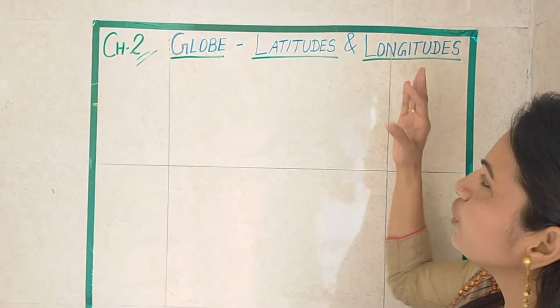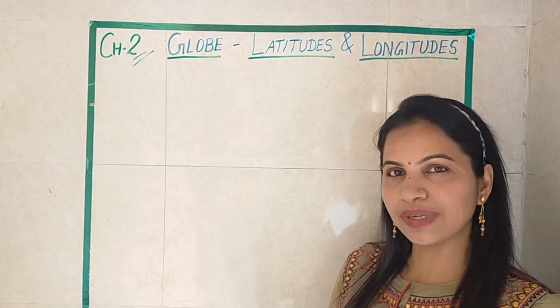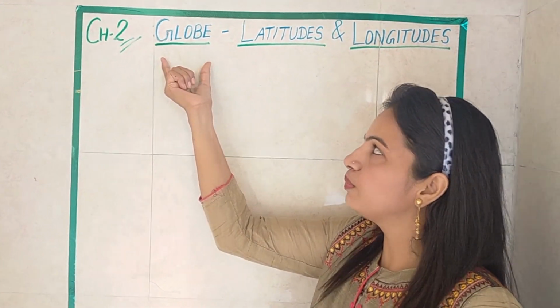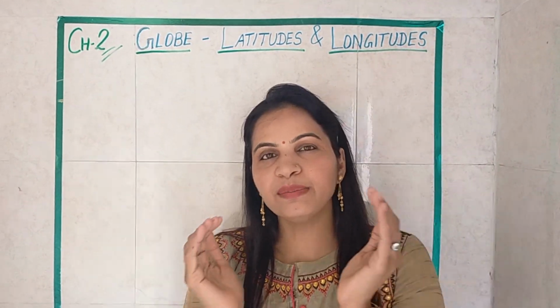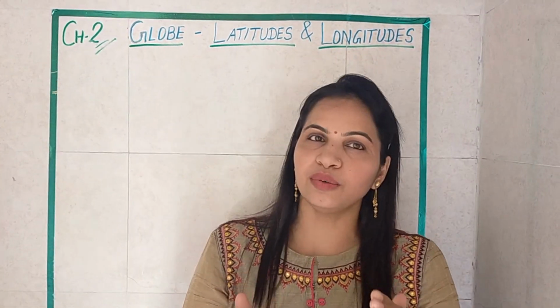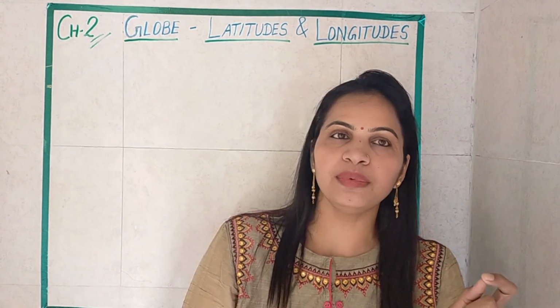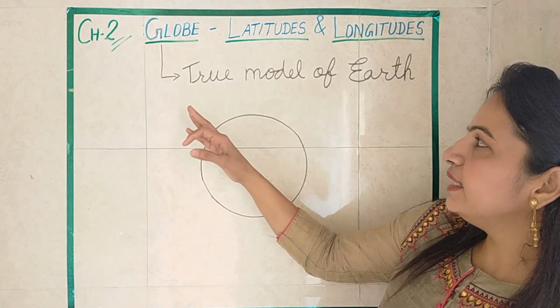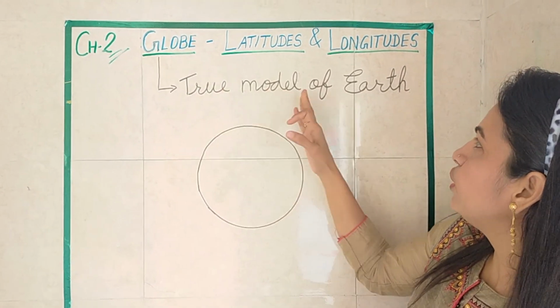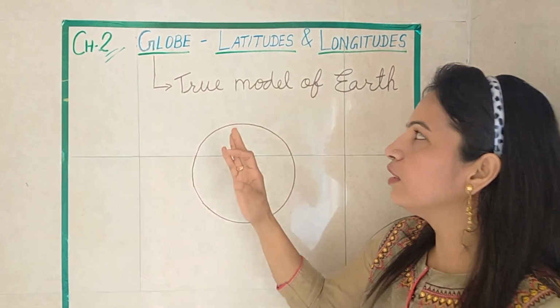Today I am going to introduce you to chapter 2 of geography for class 6, and that is Globe, Latitudes and Longitudes. So let's start with the first word, that is globe. Students, our earth is very huge and its miniature form is known as globe. Means we can say the globe is the true model of earth. So we can write down the definition: true model of earth is called globe.